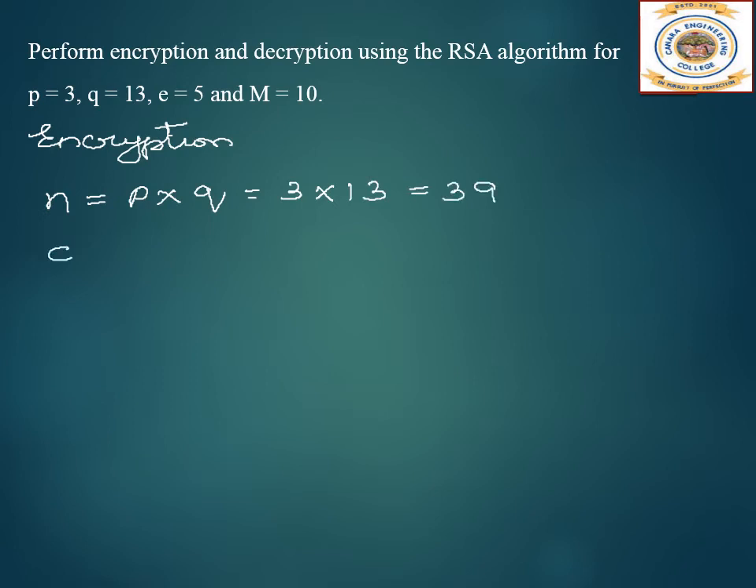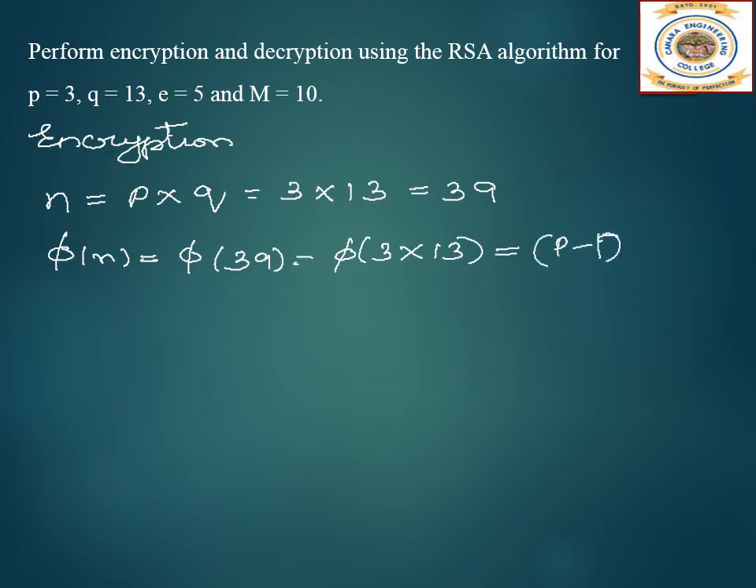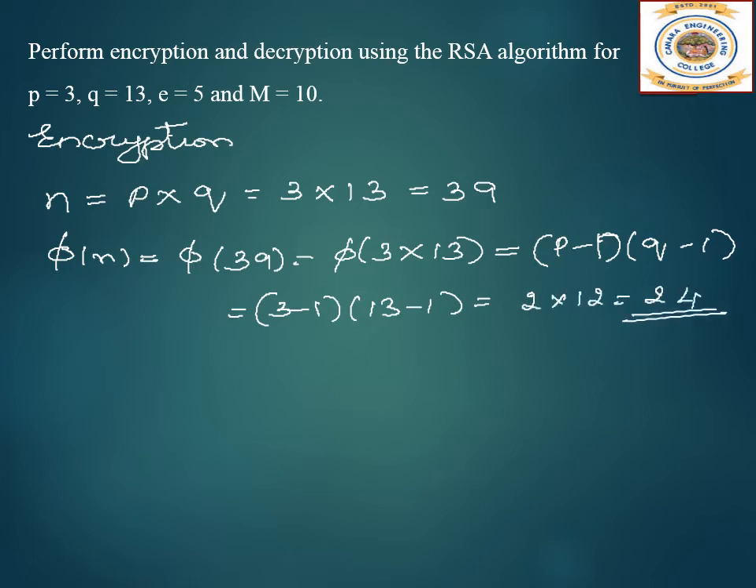Then we have to find the totient function phi of n. Phi of n is phi of 39, which is nothing but p into q. Both are prime numbers, so I can easily find the totient function as p minus 1 into q minus 1. So we get 3 minus 1 into 13 minus 1, which is equal to 2 into 12, which is equal to 24.